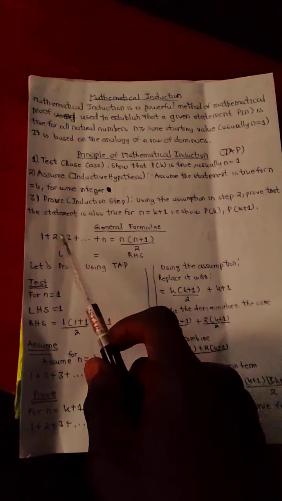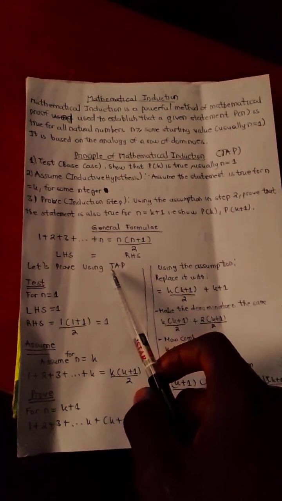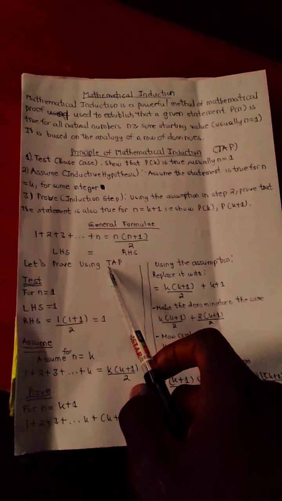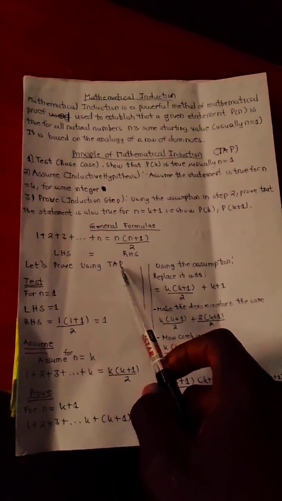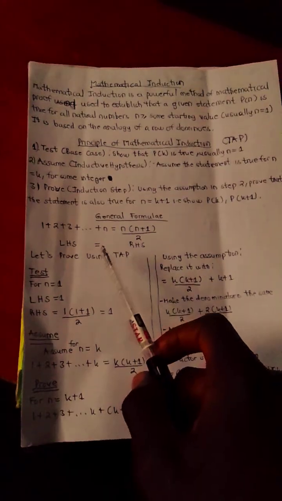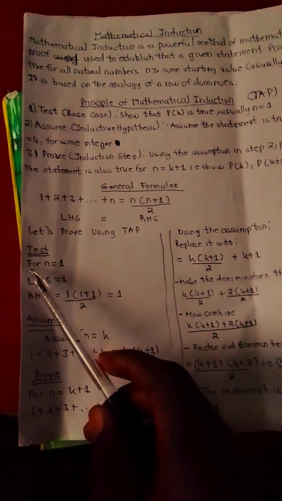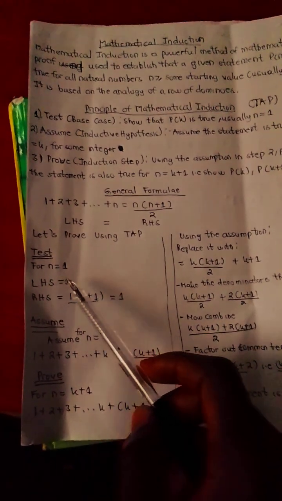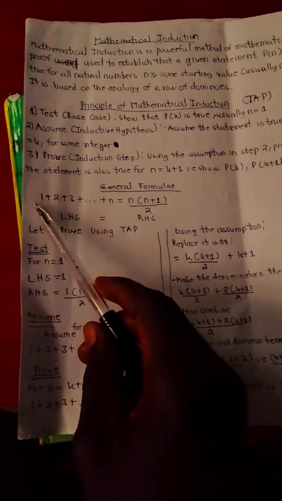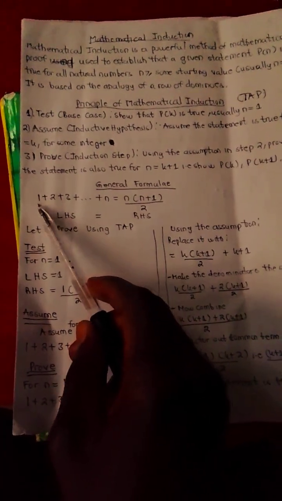Now, using this formula, let's prove it using TAP. T represents test, A represents assume, and P represents proof. Let us go. Here we have the test. For n equals 1, the left hand side is equal to 1, which is the left hand side we are dealing with here.